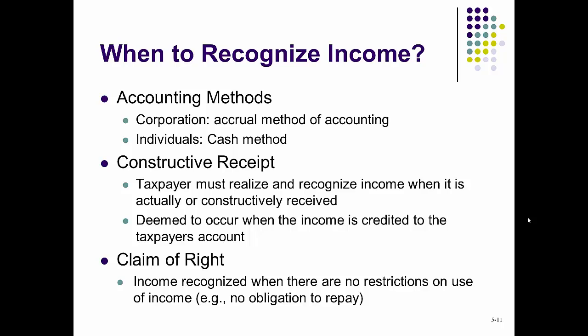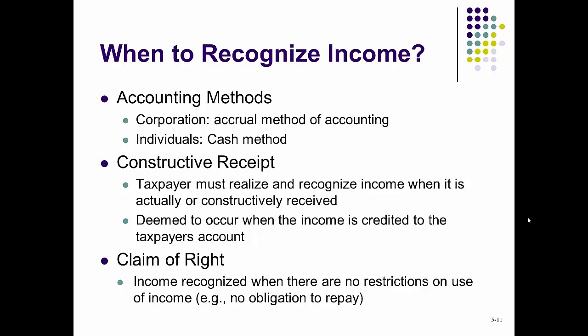Number one, the income has been credited to the taxpayer's account. Number two, the income is unconditionally available to the taxpayer. Number three, the taxpayer is aware of the income's availability. And finally, number four, there are no restrictions on the taxpayer's control over the income. In other words, if you have access or control over it, even though you have not received the cash, they still consider that you have constructively received the payment or cash.